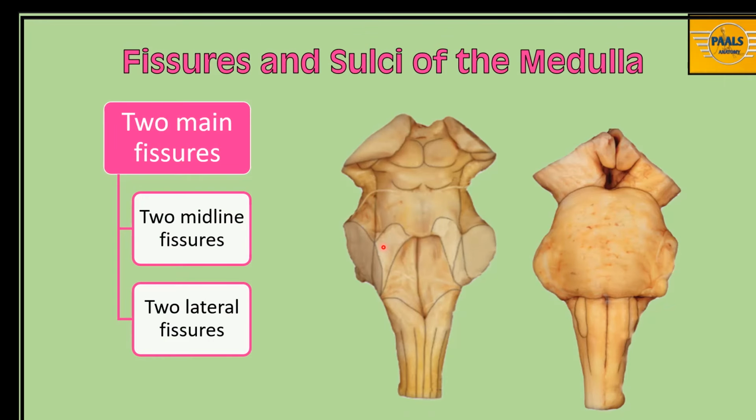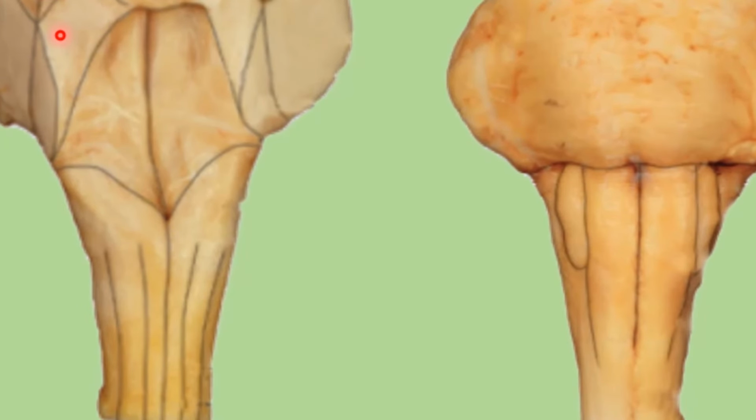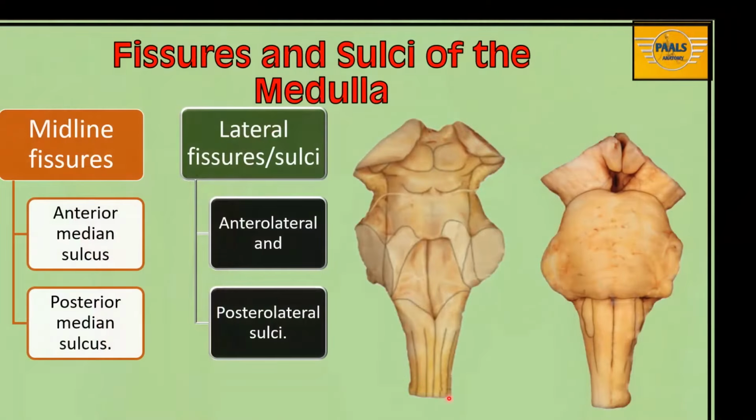In both anterior and posterior views of the medulla, we will see some fissures. This is a posterior view of the medulla, and here is an anterior view of the medulla. In both views, we have the midline fissure here anteriorly. We also have a midline fissure here posteriorly. Laterally, we can also see fissures. We can see this fissure running on the lateral side at this side, and also posteriorly, we can also see the fissures running laterally. So we have two main fissures, the midline fissures and the lateral fissures.